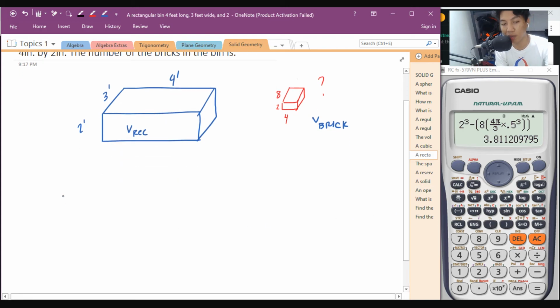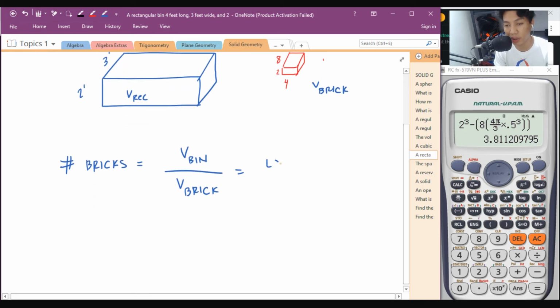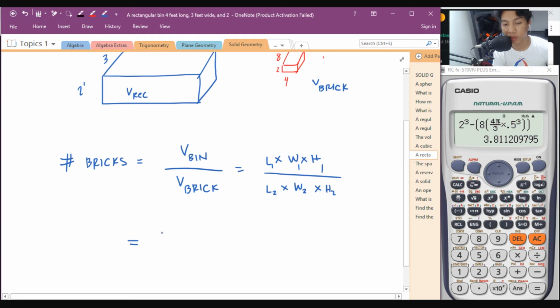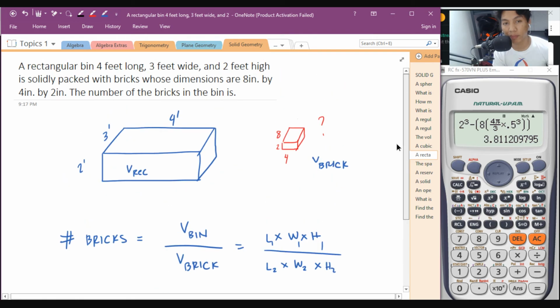Paano natin mahanap yung number of the bricks? Simple. Yung volume dito ng inyong bin, divide mo lang ng volume ng brick. Sabayan na tayo. Ano ba yung volume ng bin? Length times width times height. Ganon din ito. Length 1 times width 1 times height 1 over length 2 times width 2 times height 2. Very basic. Okay. So, 4 feet long, 4 by 3 by 2.